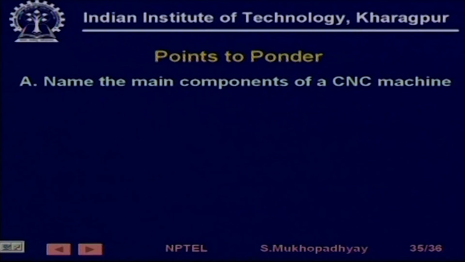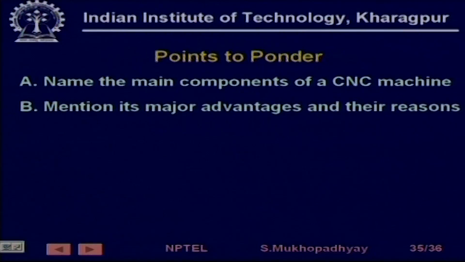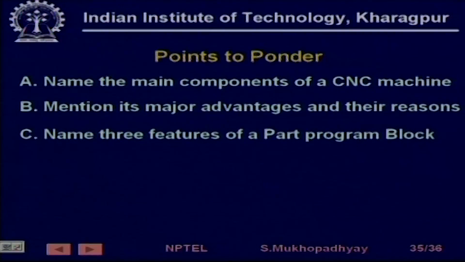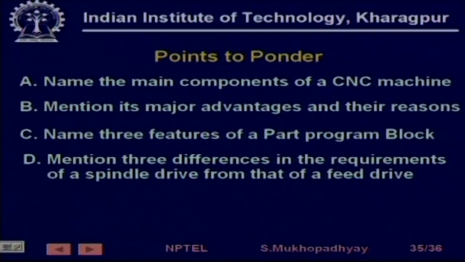Among some points to ponder, try to name the main components of a CNC machine, mention its major advantages and the main technological reasons from which these advantages arise. Name 3 features of a part program block. Mention 3 differences in the requirements of a spindle drive from that of a feed drive, how they are different.